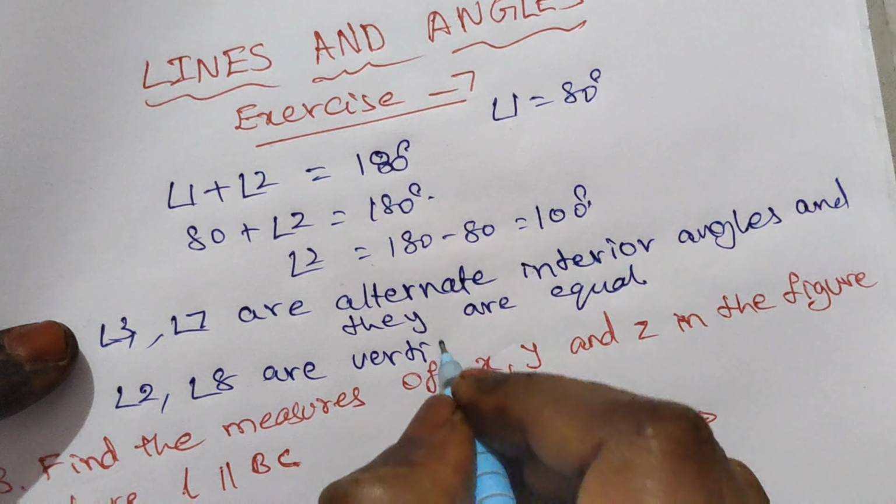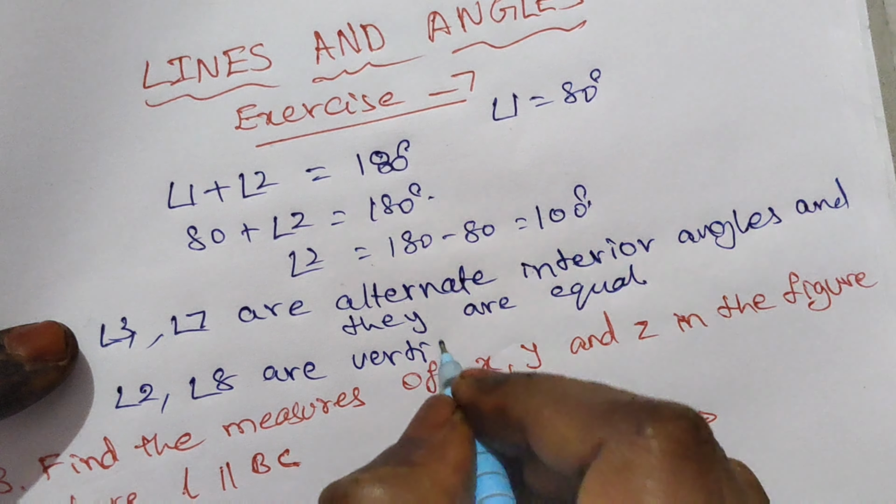Fourth question. ABCD is a quadrilateral in which AB is parallel to DC and AD is parallel to BC. Find angle B, angle C and angle D. Here AB is parallel to DC and AD is parallel to BC, so this will become a parallelogram. So ABCD is a parallelogram. Here angle A and angle C are opposite angles, so angle A is equal to angle C.